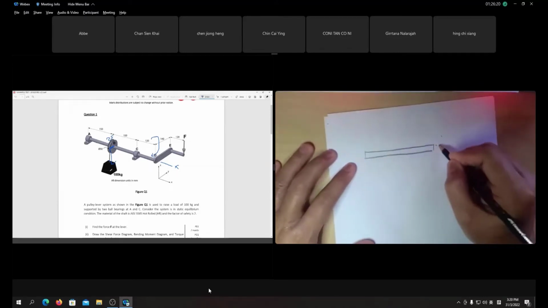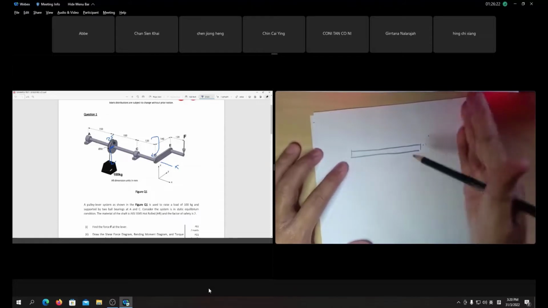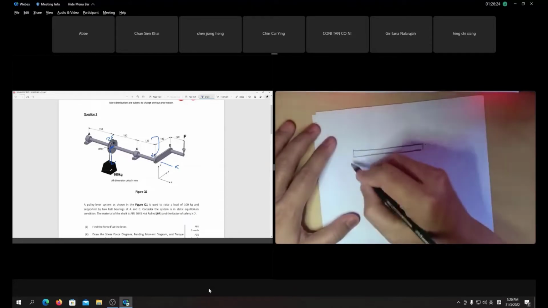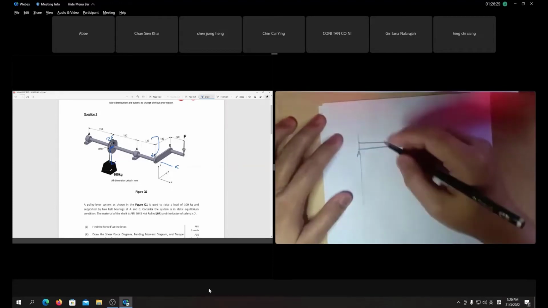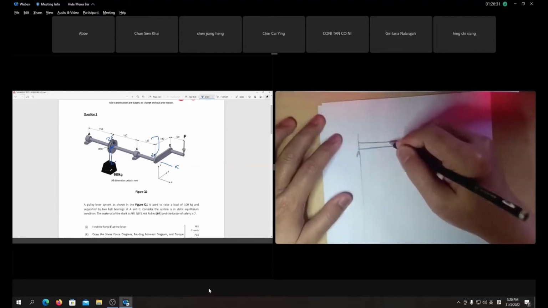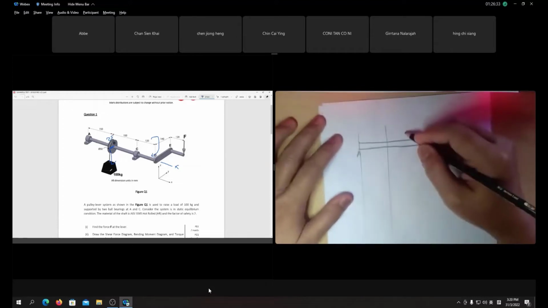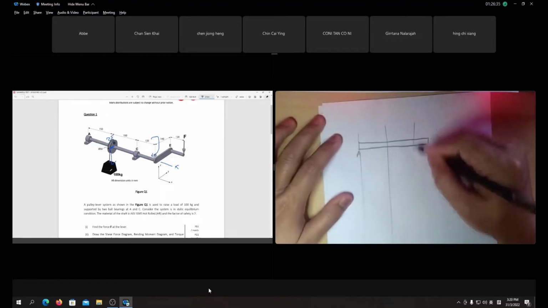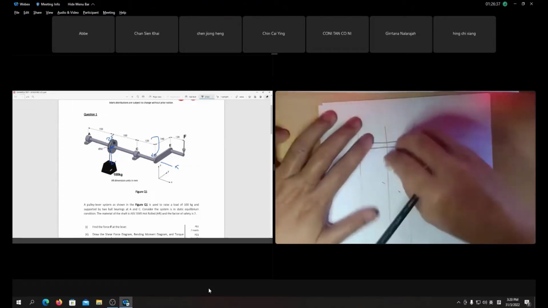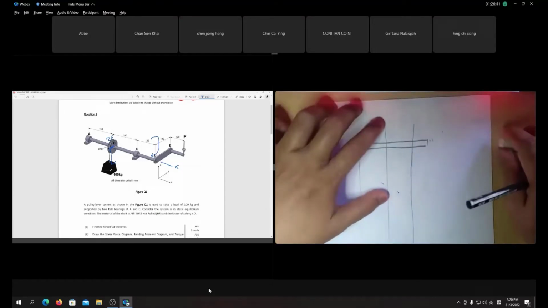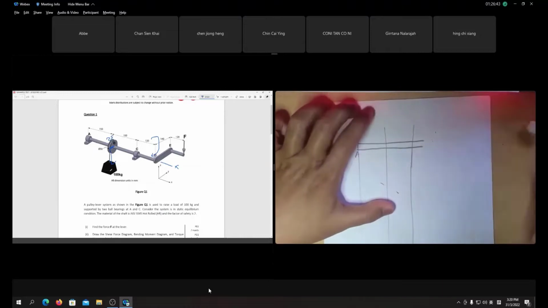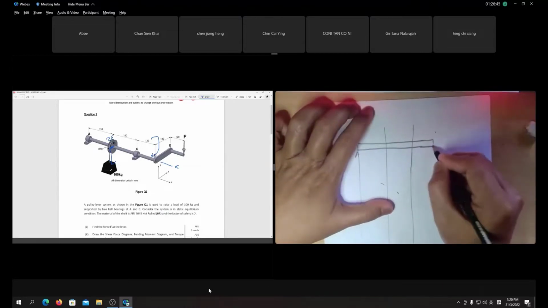You have an external moment here because we are separating the force there. This is our A. Be careful about this one. A, can you see my video? A, 150 to B here. And we have C at 100, also 50 here. And we have 120 here at D.